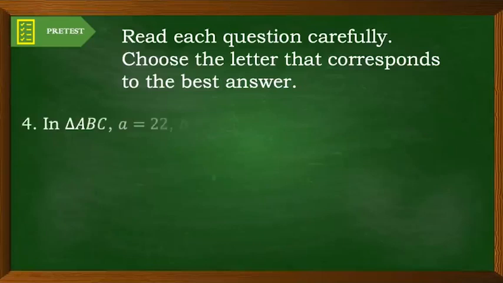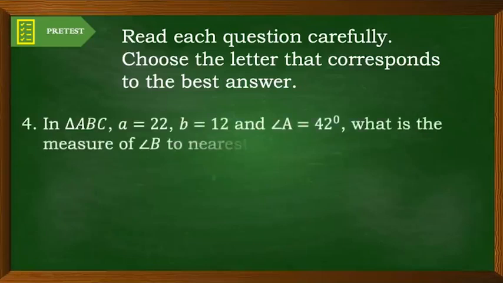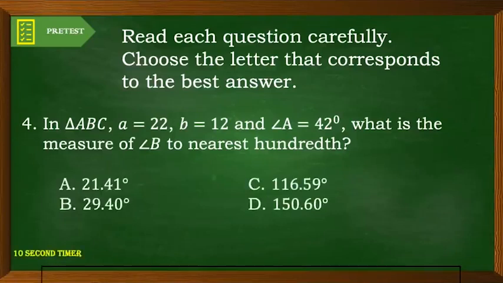Number 4. In triangle ABC, a is 22, b is 12, and angle A is 42 degrees. What is the measure of angle B to the nearest hundredth? A. 21.41 degrees, B. 29.40 degrees, C. 116.59 degrees, or D. 150.60 degrees?